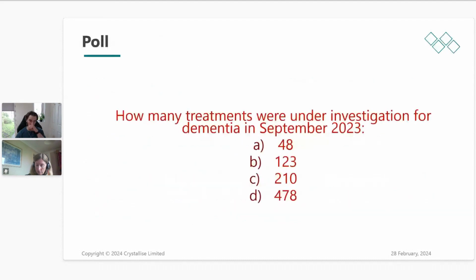So on to our next poll. So on the next few slides, we're going to look at the pipeline for dementia, and this is a poll just to see how many interventions people think are actually in the pipeline right now. Well, as of September 2023, when we actually pulled the data. So is it 48, 123, 210, or 478?